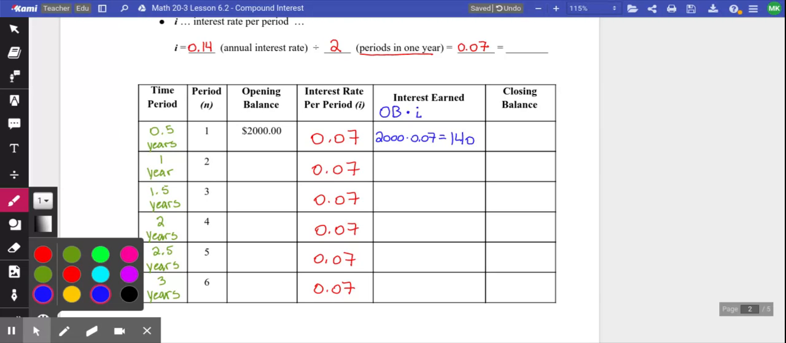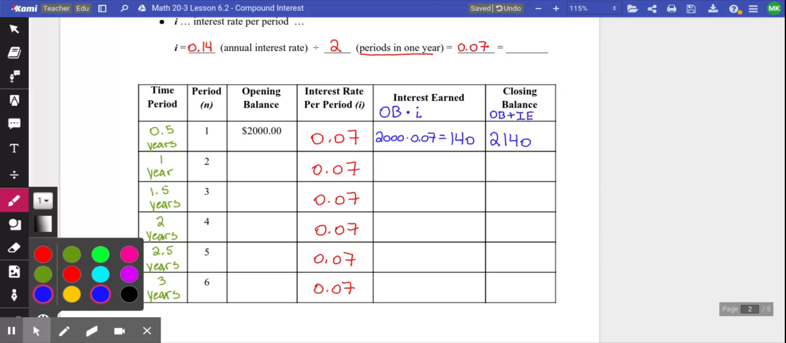Meaning that my closing balance in this account would be $2,140. That's the opening balance plus the interest earned. We move on to the next part.